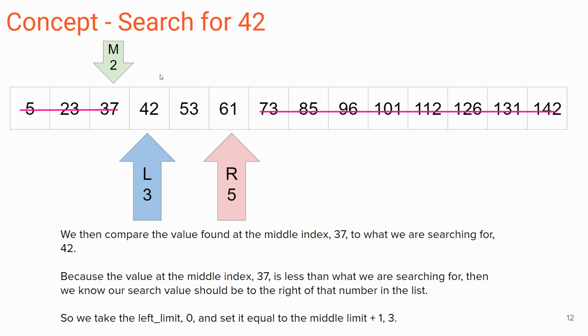And I say, okay, since it's greater than, I take my left limit, which used to be here at 0. I move it to the middle index, which is 2, plus 1. Because again, a beginner mistake is to put your left limit here. You don't need to put it there. You actually need to move it 1 past, because we've already checked here at the 37, the 2 index, so we don't care about that anymore.